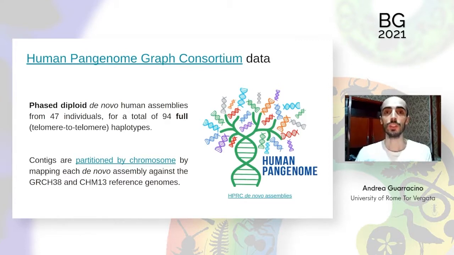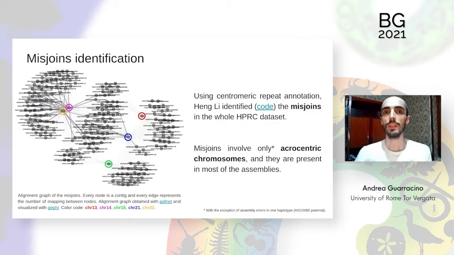In our research, the contigs are partitioned by chromosome by mapping the assembly against the two human references. These references are also embedded in the pangenome graphs we construct for using them as coordinate systems for liftover operations. This data is under extensive quality controls.